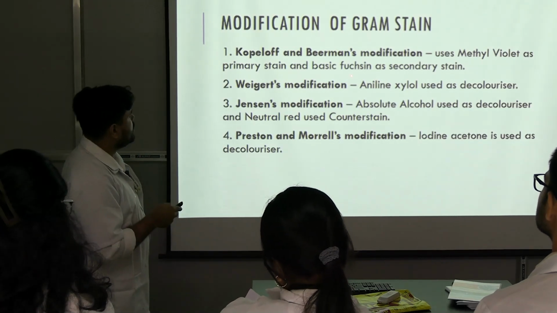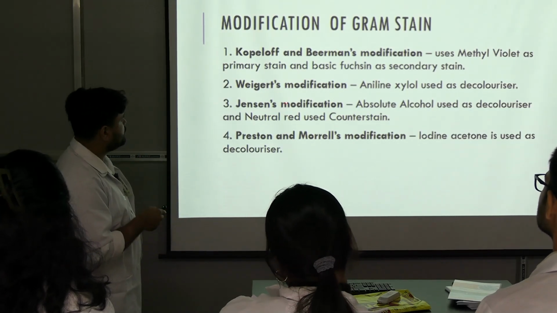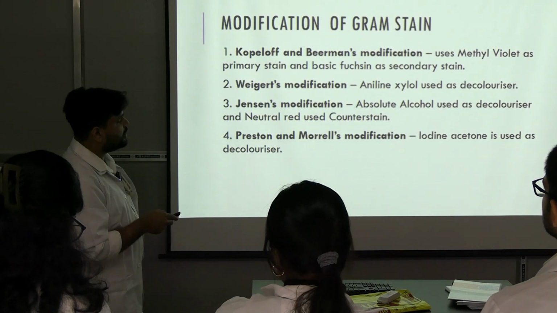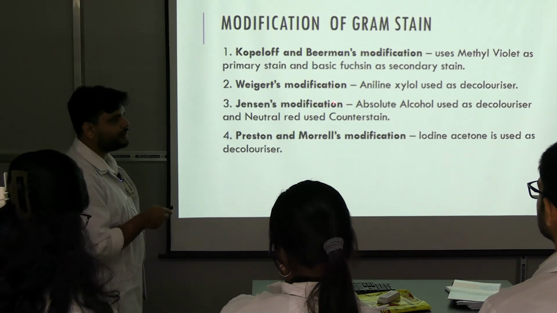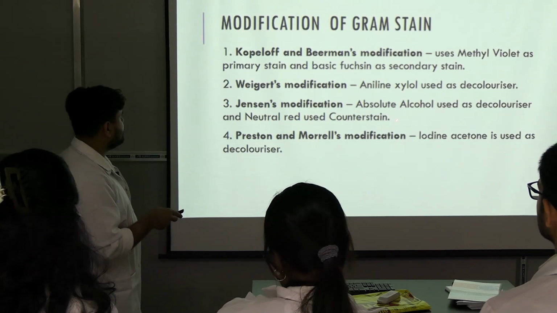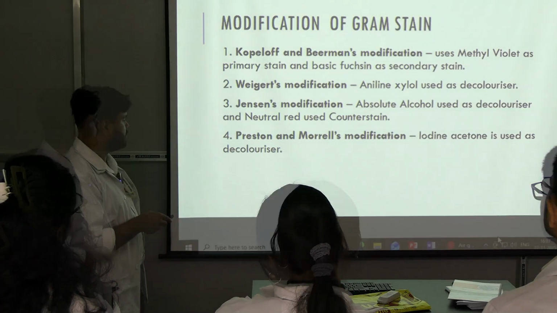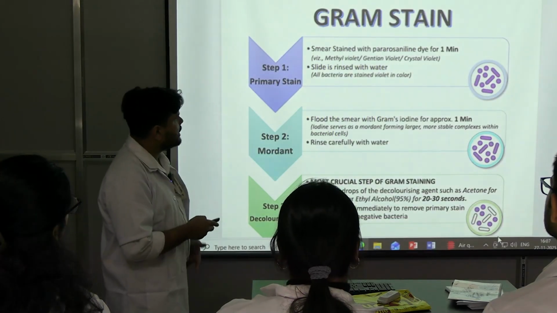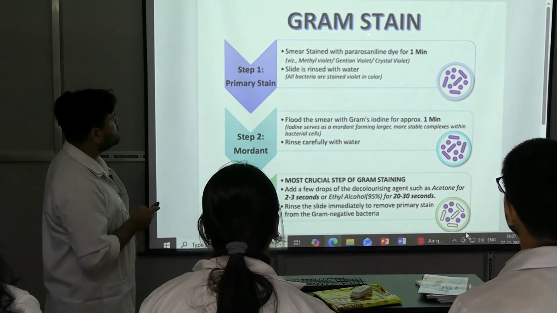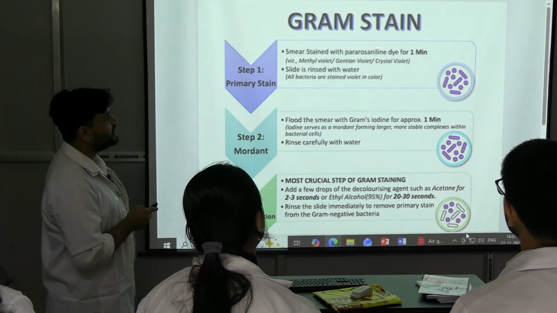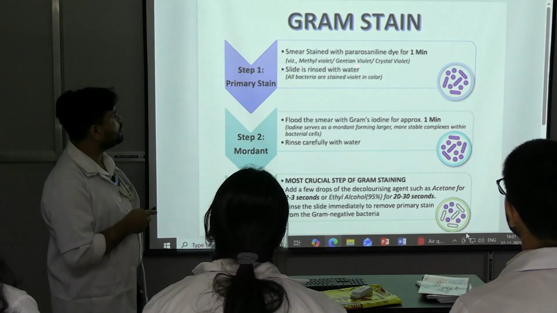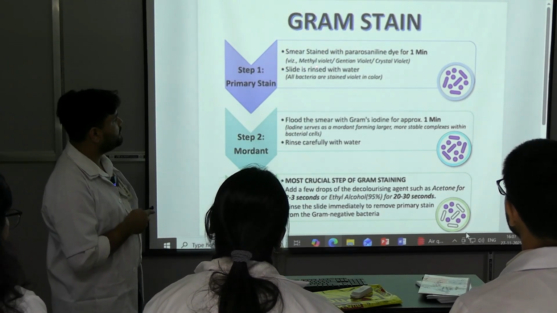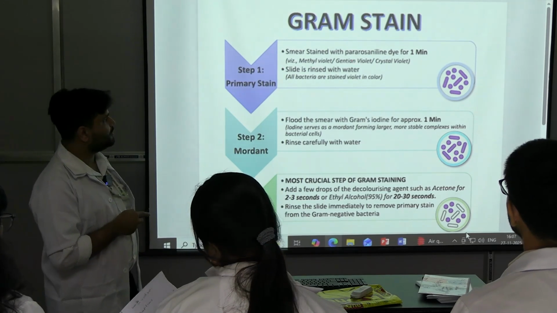We have also got the Weigert's modification and the Jensen's modification, where you use absolute alcohol instead of acetone. We also have the Preston and Morrell modification. So this is a Gram staining chart. The first step is the smear is stained with a para-rosaniline dye. All of these are para-rosaniline dyes: methyl violet, gentian violet, crystal violet.